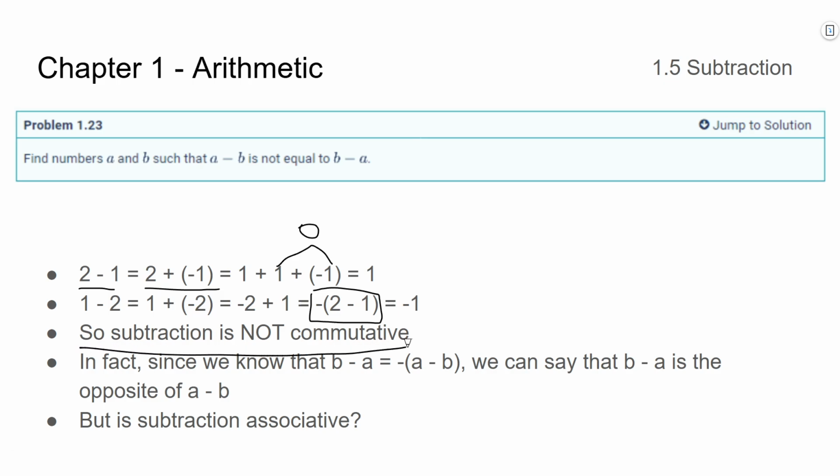All right, so subtraction is not commutative because this is not the same thing as this. That doesn't come out to the same answer. So that means subtraction is not commutative. We already knew that. I mentioned that a few times.